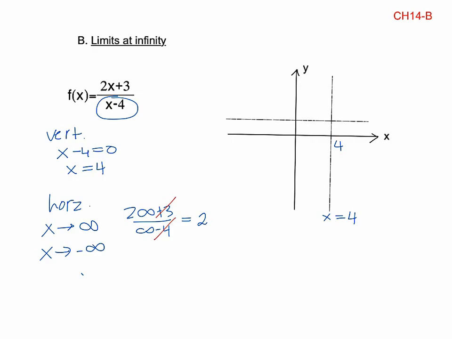If we're talking about negative infinity, the idea is the same. You have minus 2 infinity plus 3 over minus infinity minus 4. Again, when you're talking about a big number, the 3 and 4 do not matter. So we can ignore that, and the ratio between the numerator and denominator is equal to 2 again. So y equals 2, that's another asymptote. Since this is a rational function, we know they come in pairs.